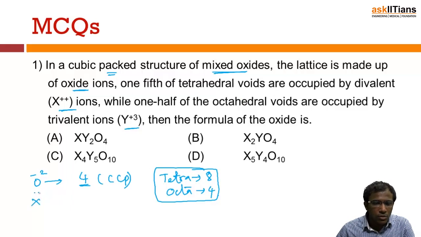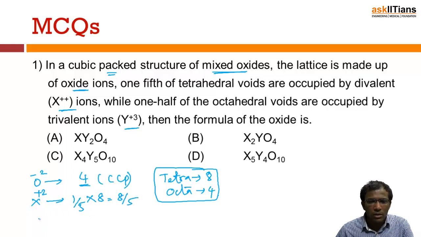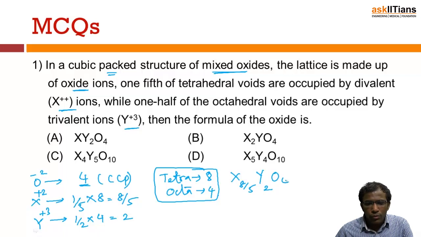So let's keep this information here, and it is given that 1/5 of the tetrahedral voids are occupied by divalent ions. So X plus 2, they are occupying 1/5. So 1 by 5 into how many tetrahedral voids are there? 8. So 8 by 5 number of X plus 2 divalent cations are there, and the trivalent Y ions, they are occupying half of the octahedral voids. So half into total how many octahedral voids we have? We have 4. So which will be 2. So we have the formula X 8 by 5, Y 2, O 4.